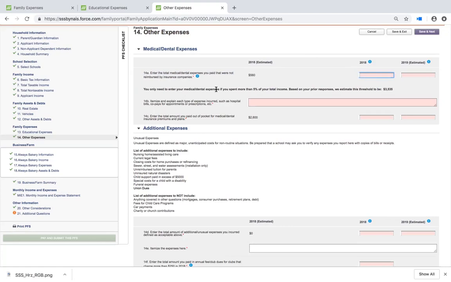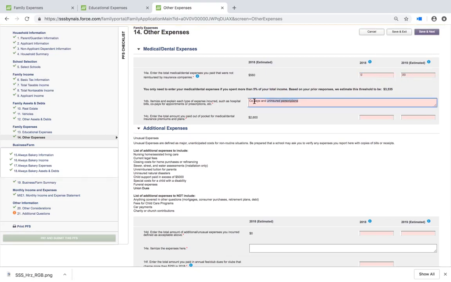And it will tell you that you only have to enter an amount if you spend more than 5% of your total income. In our case, that amount is $3,500. That is our threshold. Since our medical bills do not exceed $3,535, we are not going to enter a value. We're just going to leave it at 0. And again, it is pink, so we're going to leave that.